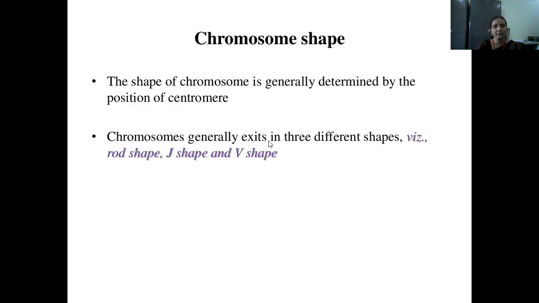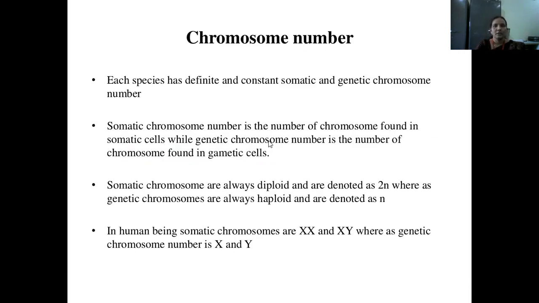The shape of the chromosome is generally determined by the position of the centromere. The two arms are joined by a round body called the centromere. According to position, we will see the types ahead. Chromosome generally exists in 3 different shapes: rod shape, J shape and V shape. Chromosome number: each species has a definite and constant somatic and genetic chromosome number. Somatic and genetic chromosome number will be common and constant in a species-specific way. Somatic chromosome number is the number of chromosomes found in the somatic cells.